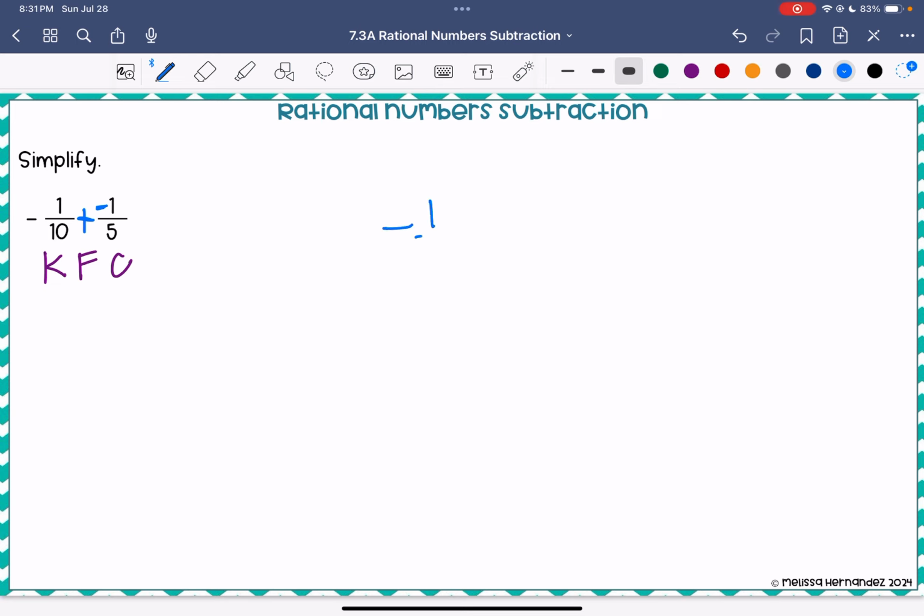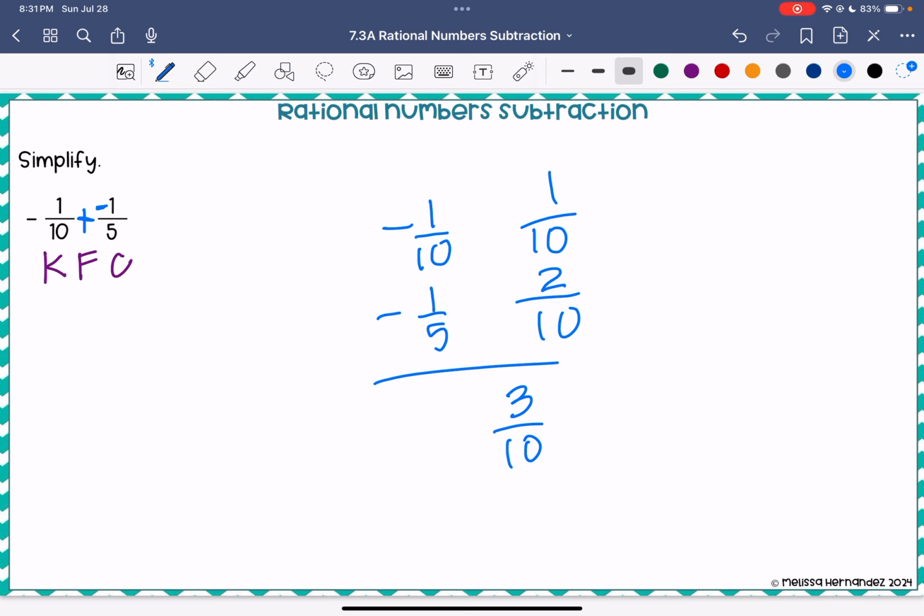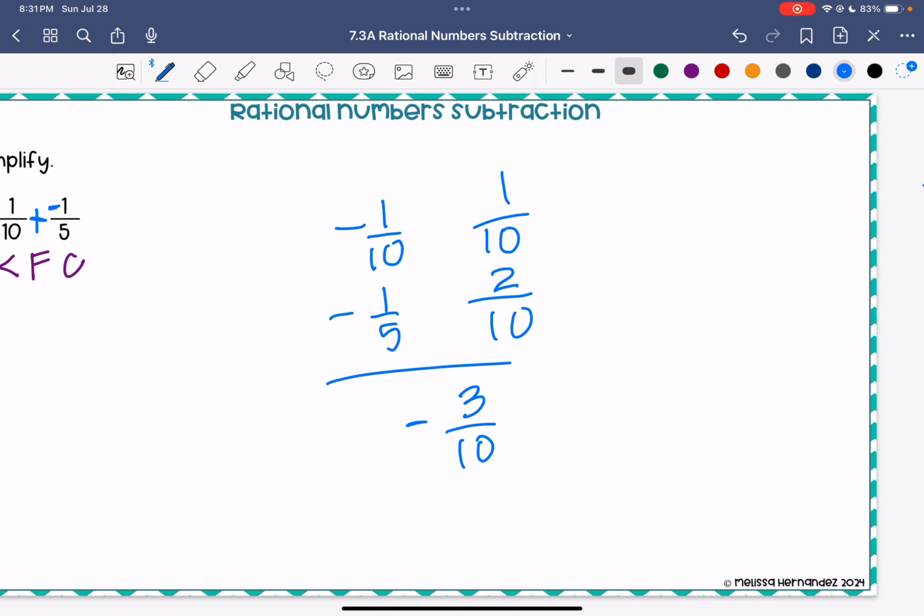So you got negative 1/10 plus negative 1/5. I do need a common denominator. I can use the 10. This becomes 2/10. So my final is 3/10. And so I keep the negative sign, and I'm done.